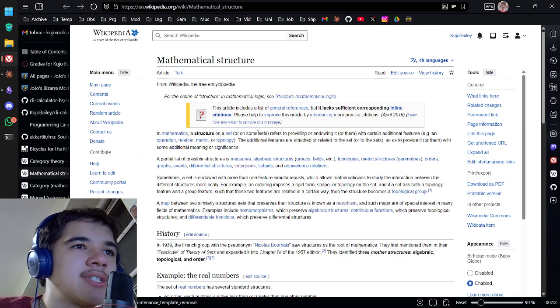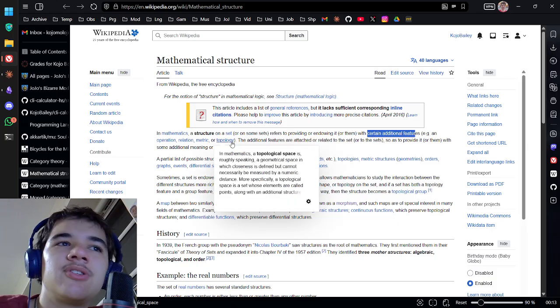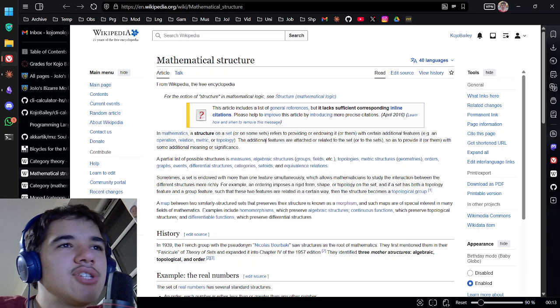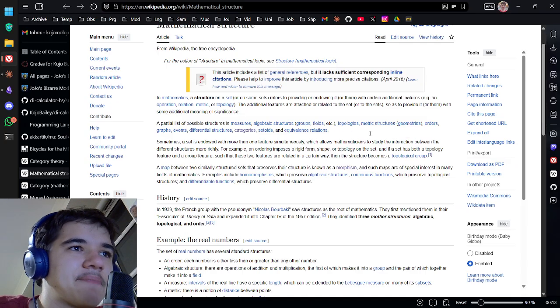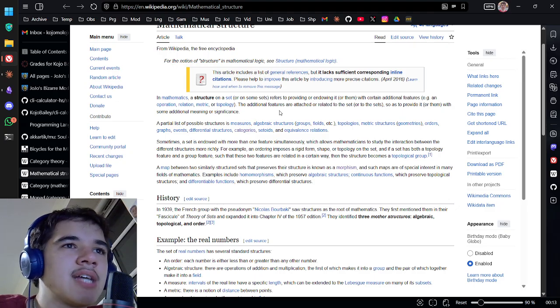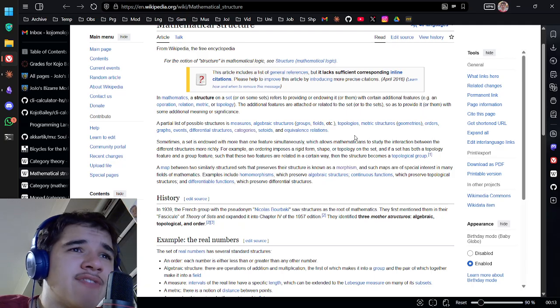So in mathematics, a structure on a set or sets refers to providing or endowing it or them with certain additional features, so an operation, relation, metric, or topology. Topology, that's come up. The additional features are attached or related to the set, so as to provide it with some additional meaning or significance. So possible structures are measures, algebraic structures, topologies, orders, categories, setoids, differential structures, events, and equivalence relations. Interesting.